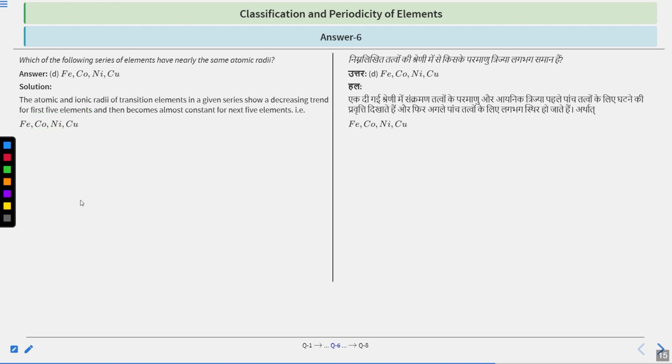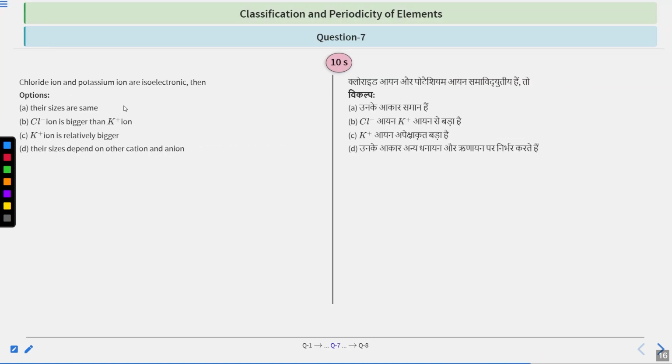Okay, let's move to the next question. Question number 7. Chloride ion and potassium ion are isoelectronic. Then which is true among the options? Options are: their sizes are same; chloride ion is bigger than potassium ion; potassium ion is relatively bigger; or their sizes depend on other cation and anion. You have 10 seconds to solve this question. After that, we will see the correct answer.